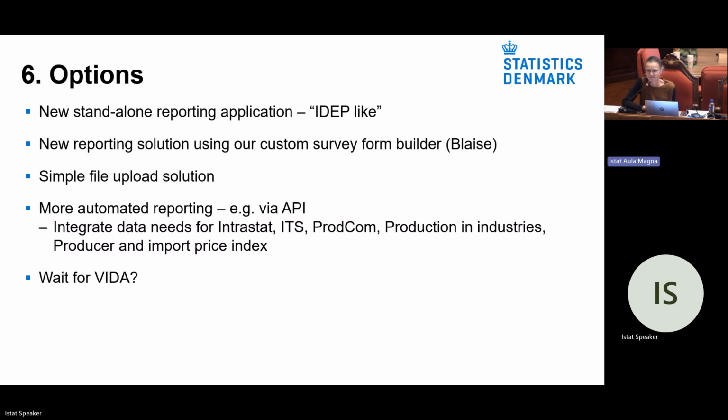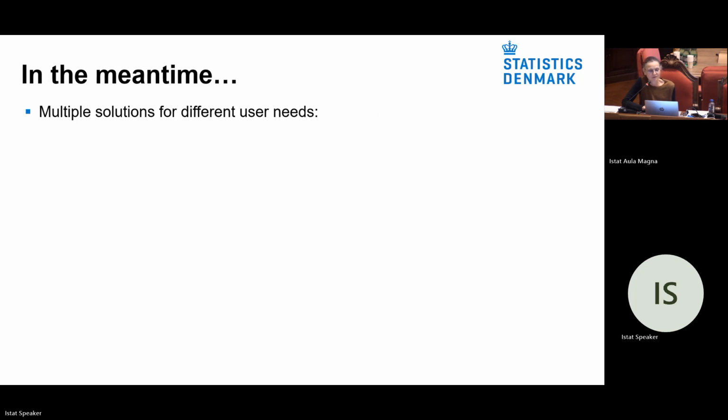Or should we just wait and see what Vida will bring us? Might we get enough information to have less need for collecting Intrastat data from the enterprises? So what are we doing in the meantime? We're actually looking into whether we should reconsider, should we have one solution for all respondents for Intrastat?